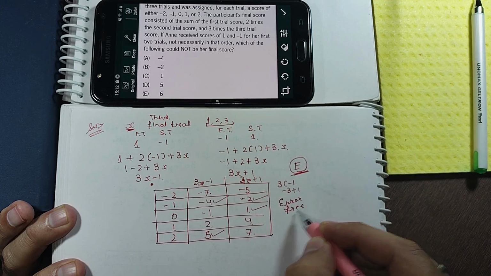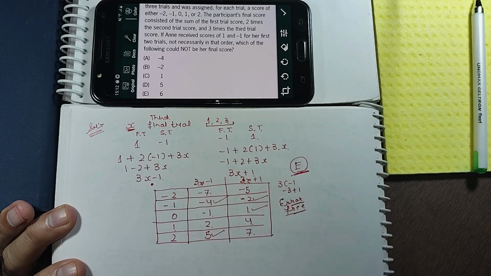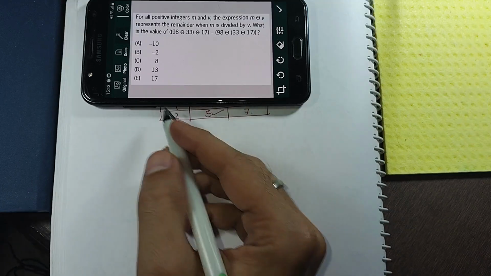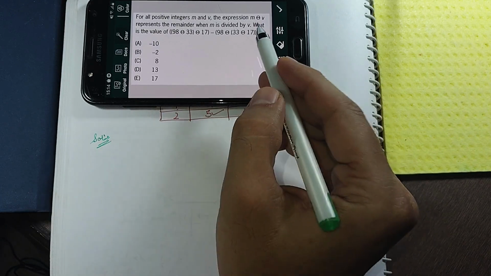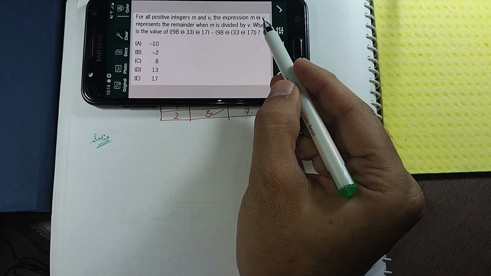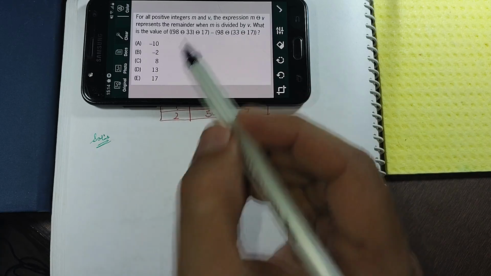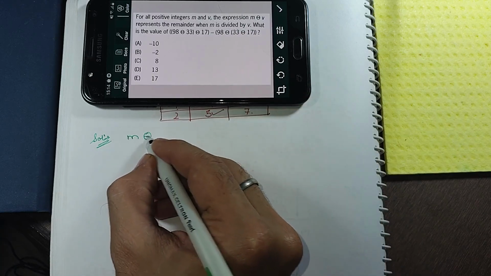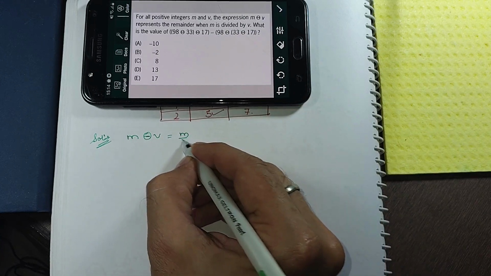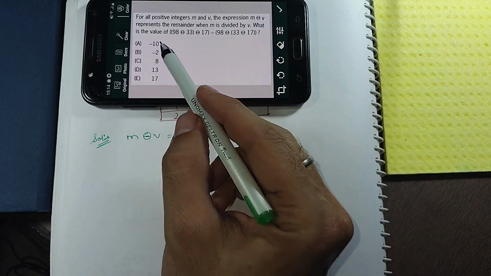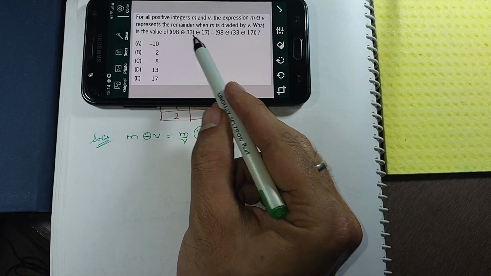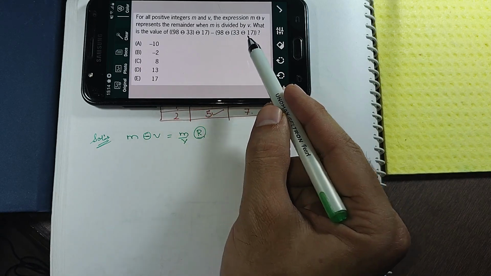Our main task is to make the approach error free so that there is no possibility of error. For all positive integers m and v, the expression m ∗ v represents the remainder when m is divided by v. So basically, m ∗ v means when m is divided by v, the remainder is the value of this expression. Now what is the value of (98 ∗ 33) ∗ 17 minus 98 ∗ (33 ∗ 17)?